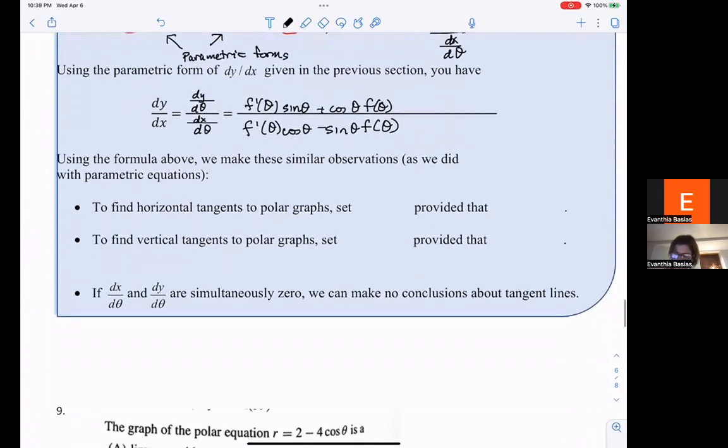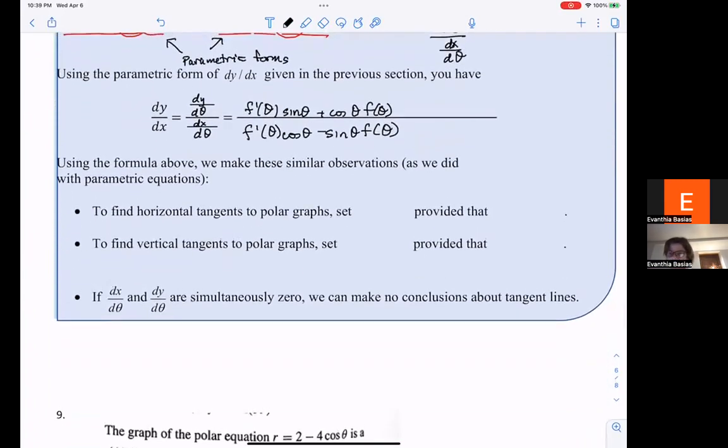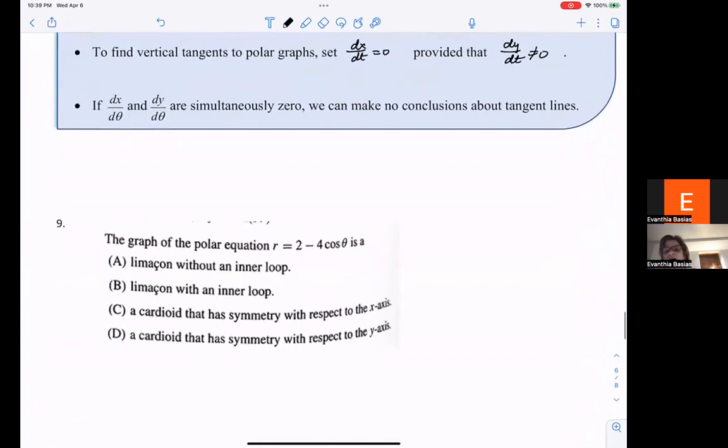And again, this is very important. To find horizontal tangents, we set the numerator of the derivative to 0, but the denominator of the derivative cannot equal 0. And for vertical tangents, the denominator has to equal 0, but the numerator must not. So that's why I did that particular problem beforehand. All right, then we've got multiple choice. I don't think they would ask you number 9 on the AP because that's more like a pre-calc question. But A is 2 and B is 4. And because A is less than B, this is a limaçon with an inner loop.